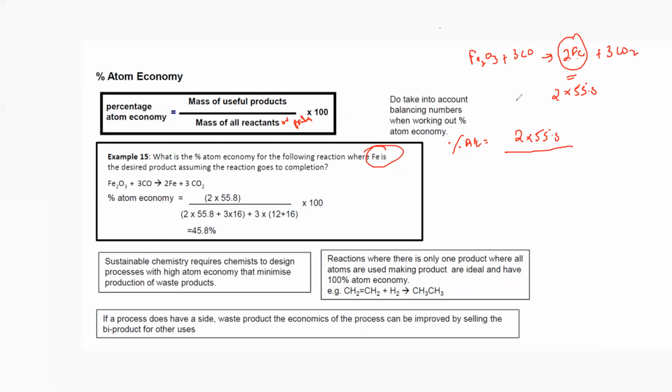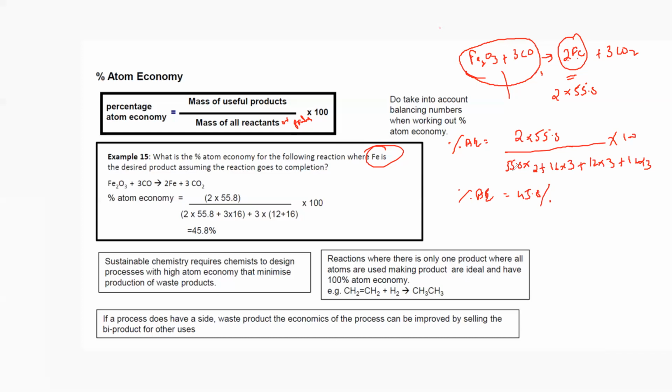Divided by total mass of reactant or product. It's up to you which one you want to use, it's the same thing. So how to work out total mass? You have to take total mass of all of these. Iron is 55.8, and how many iron are there? 2, plus oxygen 16, and how many are there? 3, plus carbon is 12, how many are there? 3, plus oxygen is 16, and how many are there? 3, and then times 100. So the percentage atom economy for this reaction will come out as 45.8%.